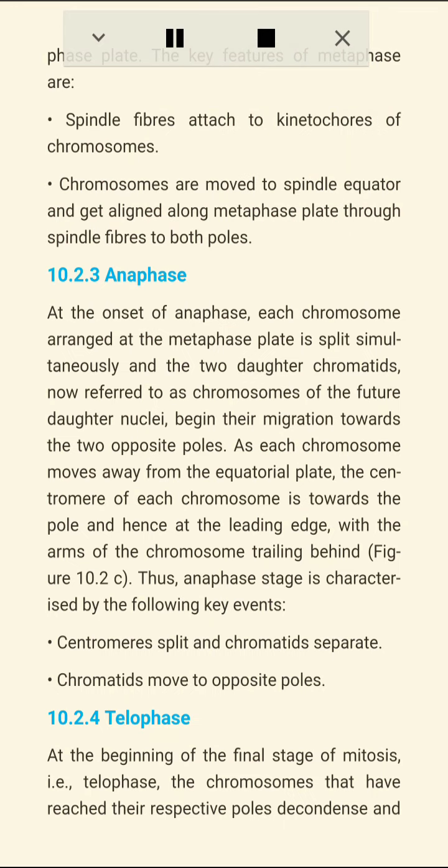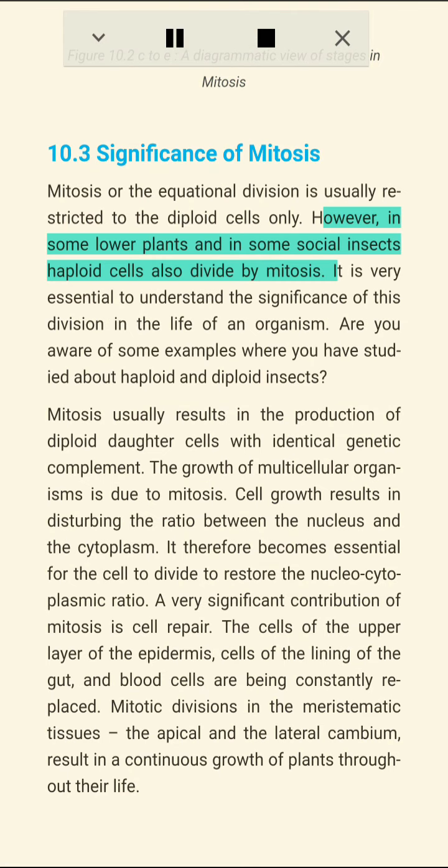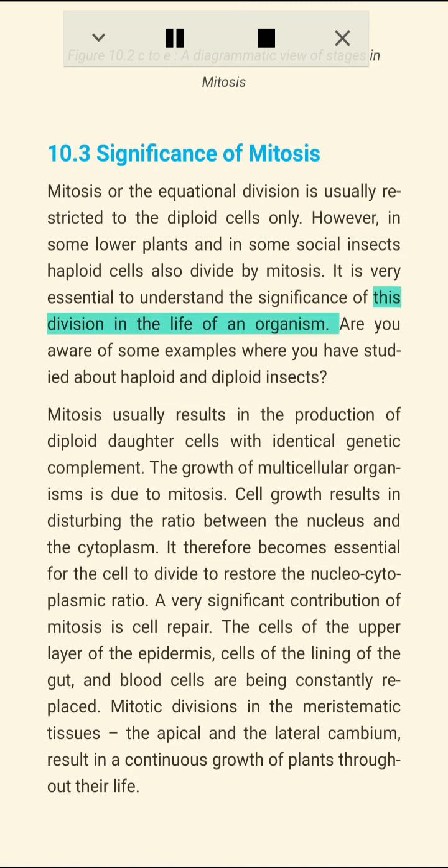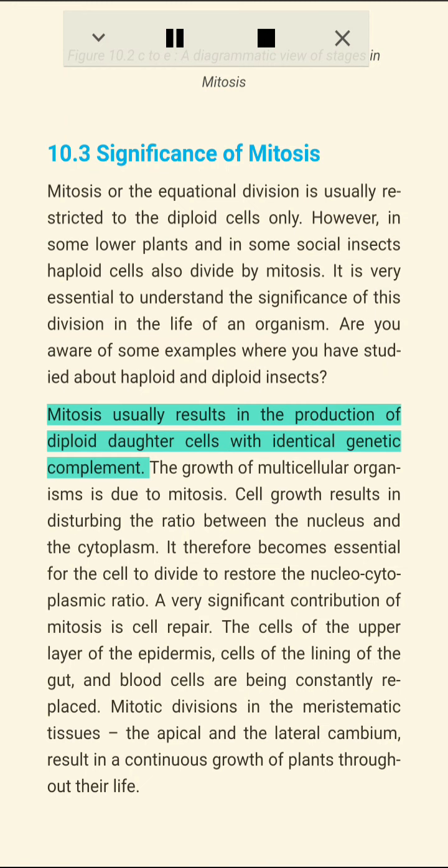10.3 Significance of mitosis. Mitosis, or the equational division, is usually restricted to the diploid cells only. However, in some lower plants and in some social insects, haploid cells also divide by mitosis. It is very essential to understand the significance of this division in the life of an organism. Are you aware of some examples where you have studied about haploid and diploid insects?